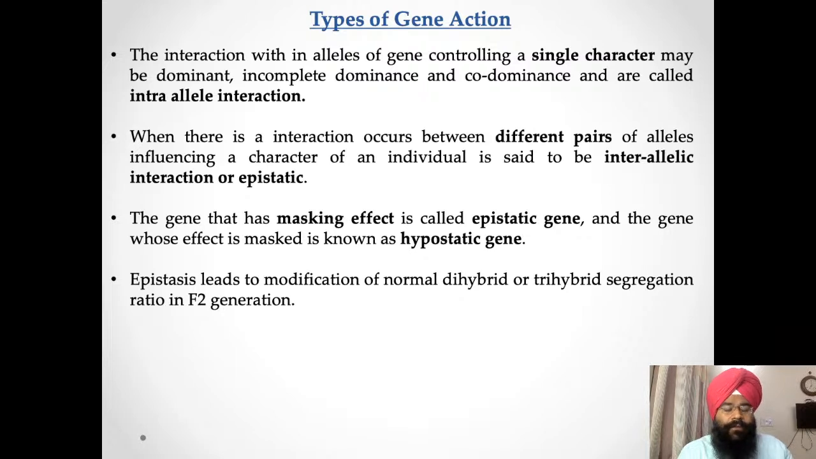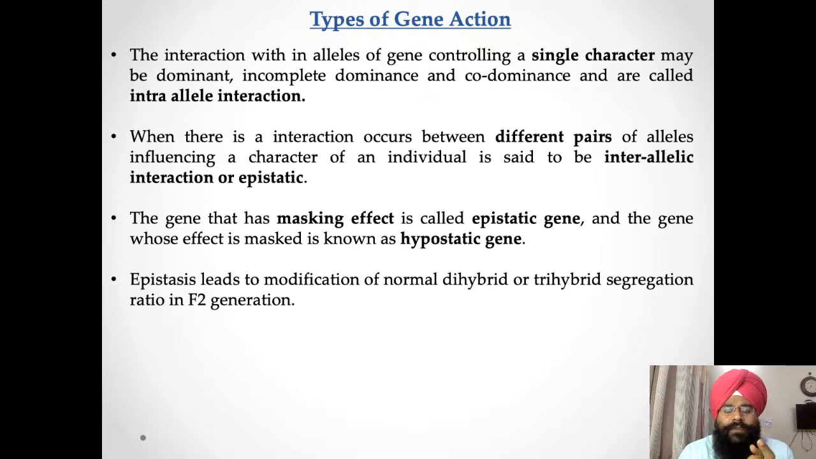So, this is the second topic from Unit 1. Here we are dealing with intraallelic and interallelic interactions. If the interaction is of a single character, maybe that is dominant or incomplete dominant, it is called an intraallelic interaction. But once there is interaction between different pairs of alleles, present on different chromosomes or different places, influencing a character of an individual, it is said to be an interallelic interaction or epistatic.